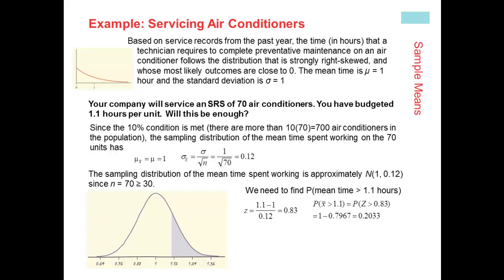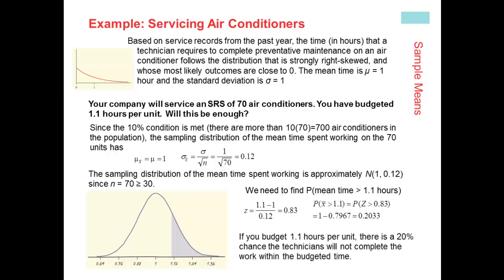Using the z-table, I end up with 0.2033. So if I budgeted 1.1 hours per unit, there is about a 20% chance that the technicians will not complete their work within the budgeted time.